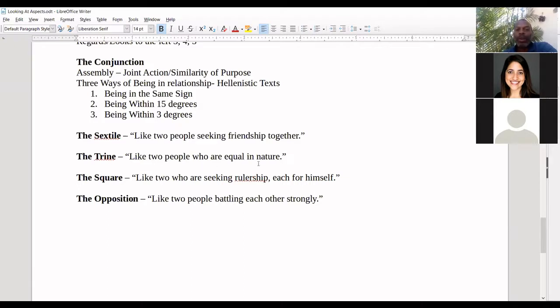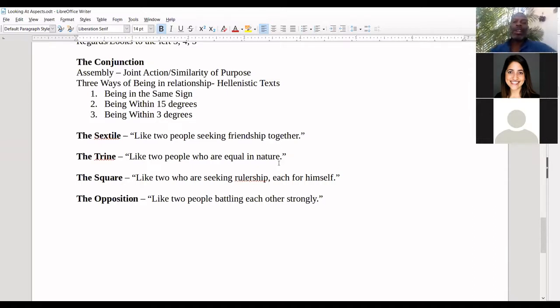So the trine, like two people who are equal in nature. Now, we just saw another health chart, which was the knee problem chart, where the Venus and the Jupiter were in trine, right? So that makes them equal in nature to affect each other. Something to think about there.